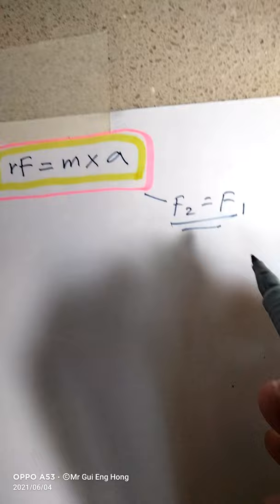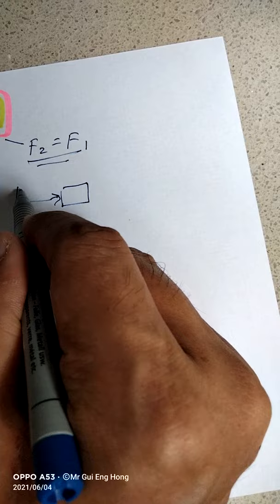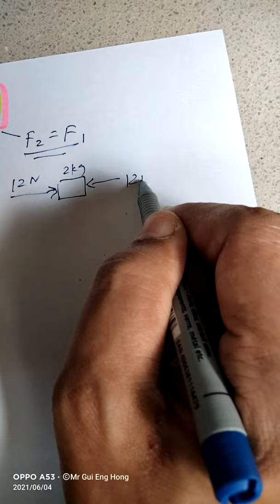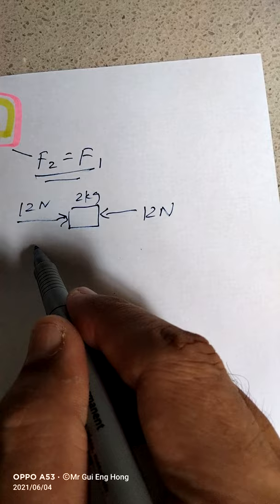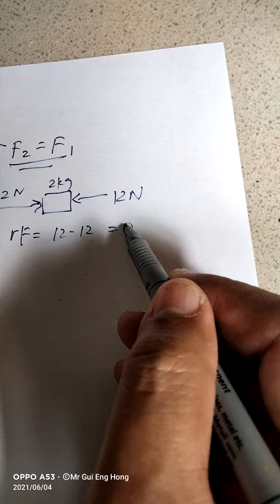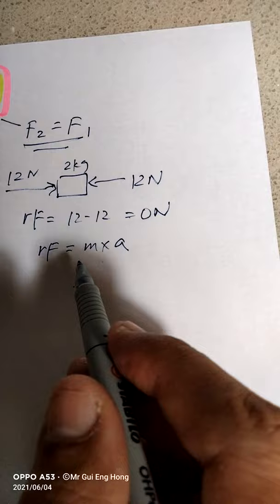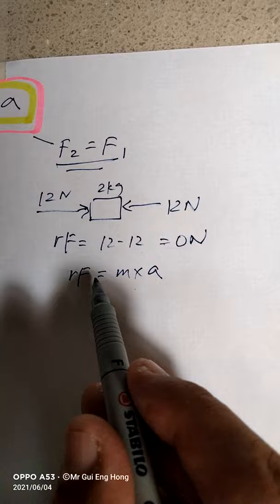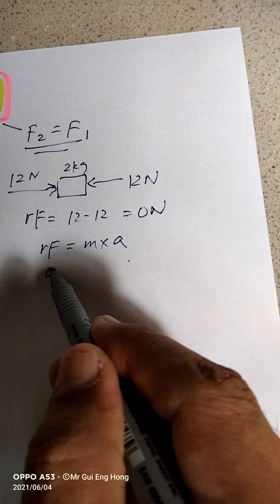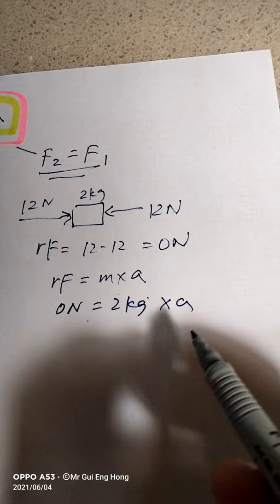For example, if we use the same box of 2 kg, if both forces acting on it are 12 newton but in opposite direction, we say that the resultant force will be 12 minus 12 newton, which will be 0 newton. So if we apply the same equation, resultant force equals to mass times acceleration, because the resultant force is zero, the a will be zero, right? Because 0 newton equals to 2 kg times a, you'll work out that the acceleration must be zero.